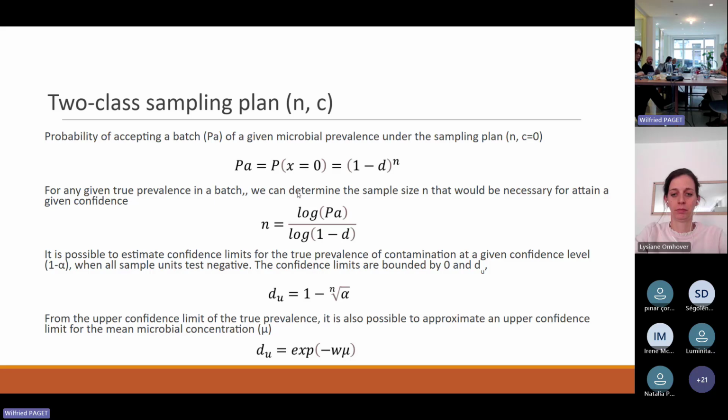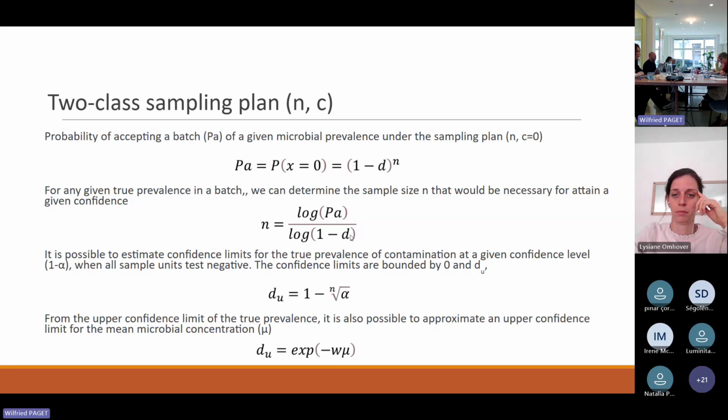So you do not actually need to determine the sample size or the probability of acceptance of a batch by making this graph, because the calculations are simple, as they come from the binomial distribution. The probability of accepting a lot will be the probability of having no positives, C equals 0. This will be the binomial probability, where D is the true prevalence and N is the sample size. But you see from this expression that we can determine the sample size if we work out the equation for N. We will need to know the probability of accepting the lot, which can be set by the producer.